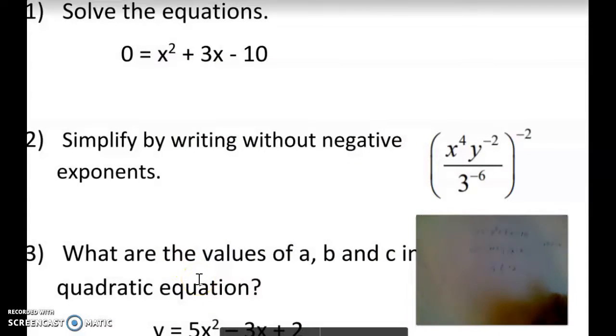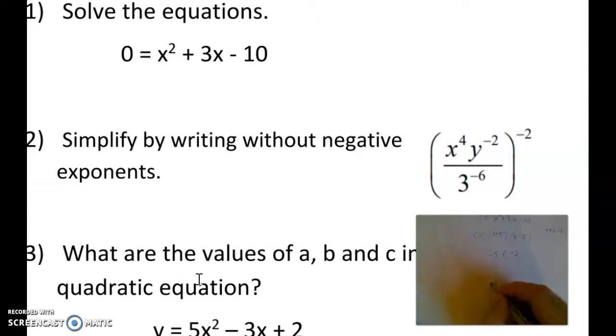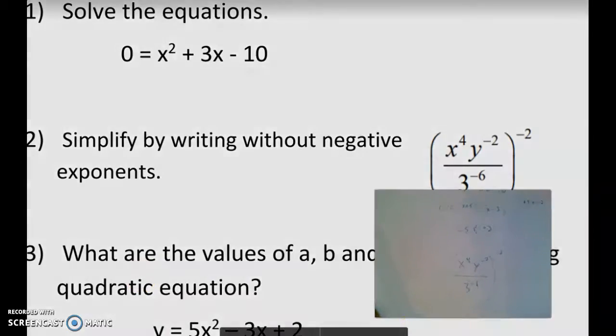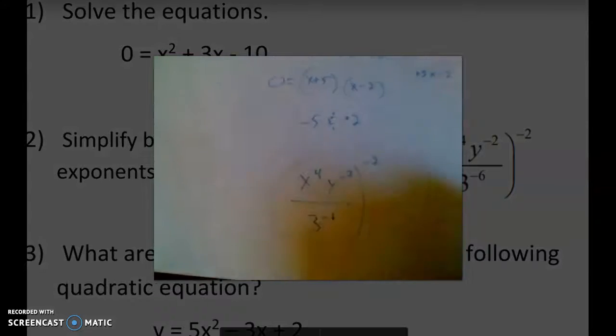Second one, simplify by writing without negative exponents. So x to the fourth, y to the negative second, over 3 to the negative 6, and all of that to the negative second power. I want this without any negative exponents. So how am I going to do that?